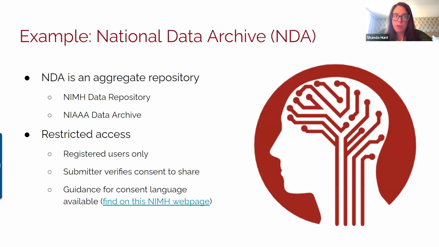The next example we've mentioned a couple times, the National Data Archive, NDA. This is actually an aggregate repository. So it's a large repository that has some sub-repositories inside of it. Two of those are the National Institute for Mental Health Data Repository and the NIAAA Data Archive. Both of these exist within NDA. So if you're going to look for specific information from NIMH Data Repository, it's going to link you to NDA. So don't get confused when it's linking you to other repositories.